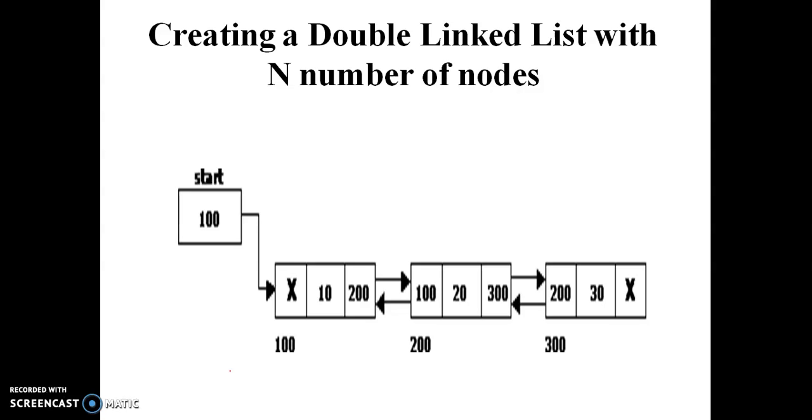Next, this is a linked list. Here we have created the linked list with three nodes: 10, 20, 30. The starting node's previous value is null, and the last node's next value is null.